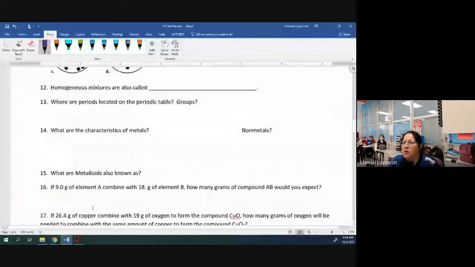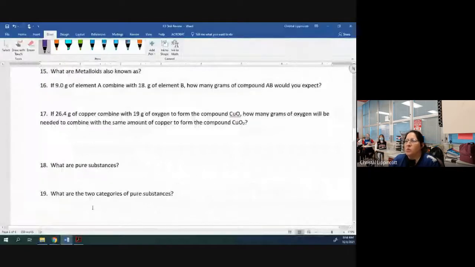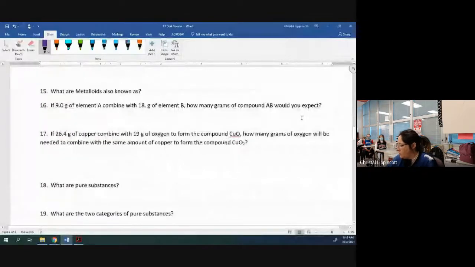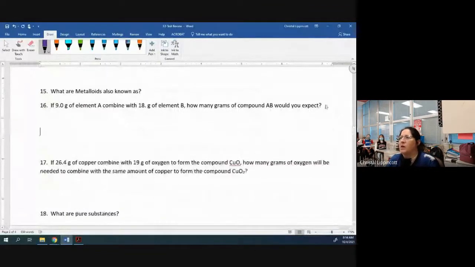Then the mathy parts, I want to spend a minute going through some of those with you so that it's a little bit easier for you to see how I came up with my answers on that. All right, so remember that by nature of the conservation of mass law, whatever we start with, we have to end with. So if we have 9 grams of A and 18 grams of B, what would it be when combined together? Well, all we have to do is add those together. So that would be 27.0 grams of AB.